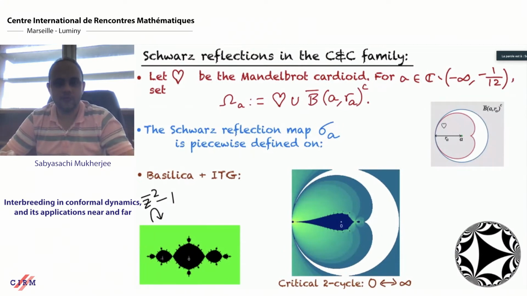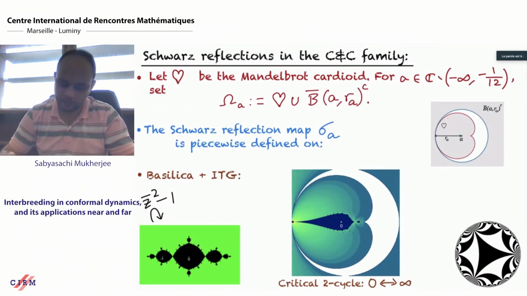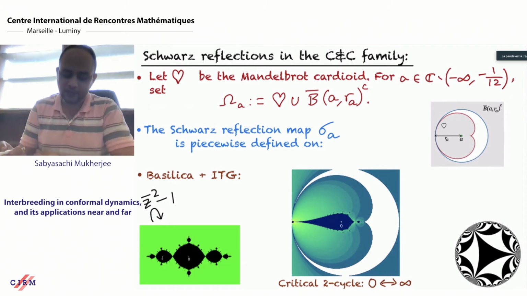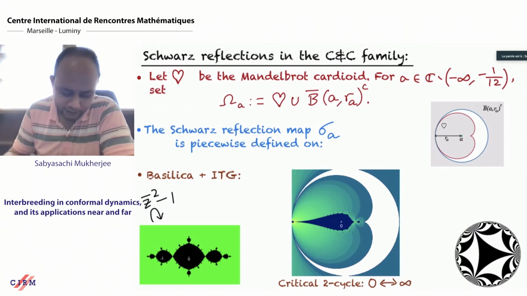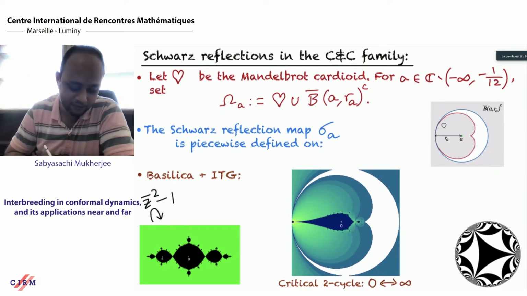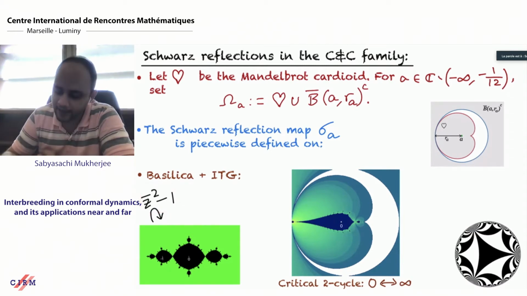There are more general examples of this sort. So here's another example that gives rise to the same kind of matings where you have, now instead of the map z bar squared, the basilica map z bar squared minus 1 and the same ideal triangle group. There is a certain Schwarz reflection map that gives rise to the mating of these two guys.